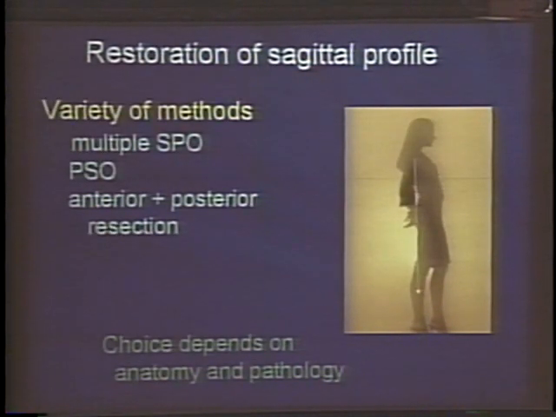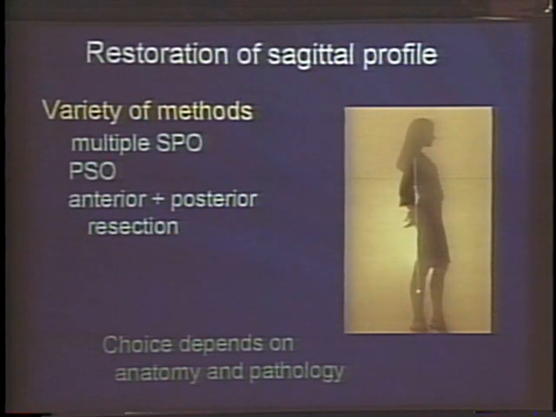So in summary, the goal is restoration of the sagittal profile. And we have a variety of methods to do this. The multiple level Ponte type osteotomies with segmental pedicle screw instrumentation is the number one procedure. And I would choose this whenever I feel you can get adequate correction. Remember, you can obtain approximately 10 degrees per level from this.